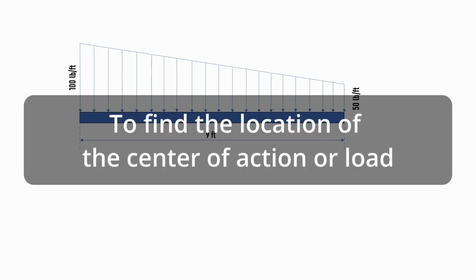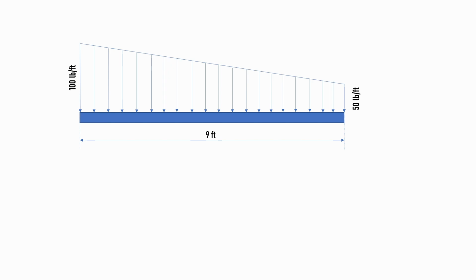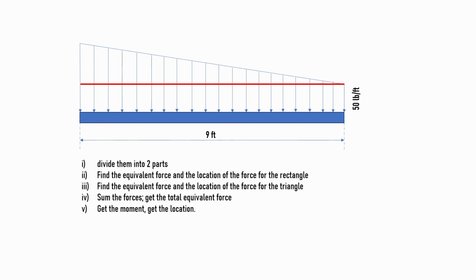So now let's move on to this particular problem. If we can solve this problem, I think we will be able to understand the overall scenario here. As you can see, we have a load of 100 pounds per feet on the left side, and 50 pounds per feet on the right side. And the total length of this beam-like structure is 9 feet. Now what will we do?